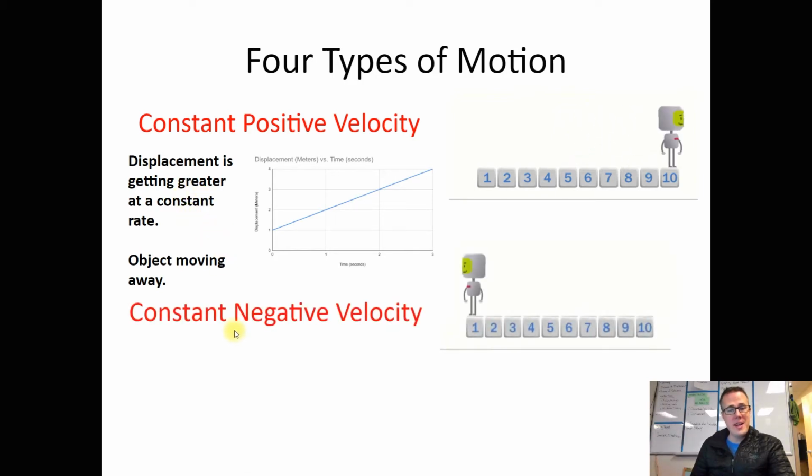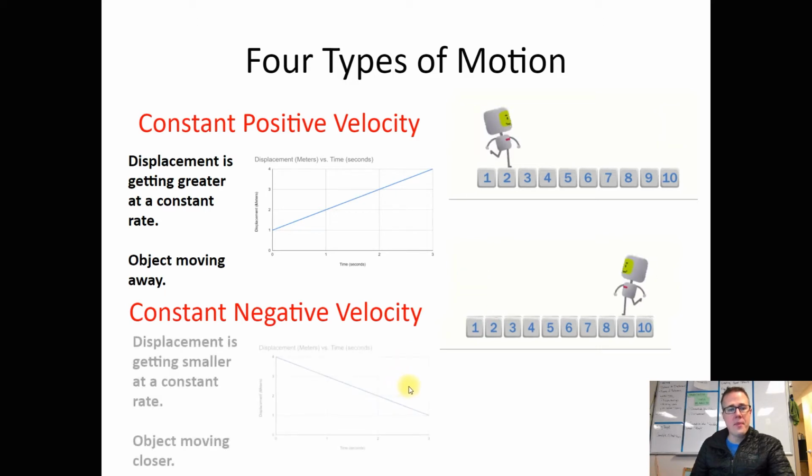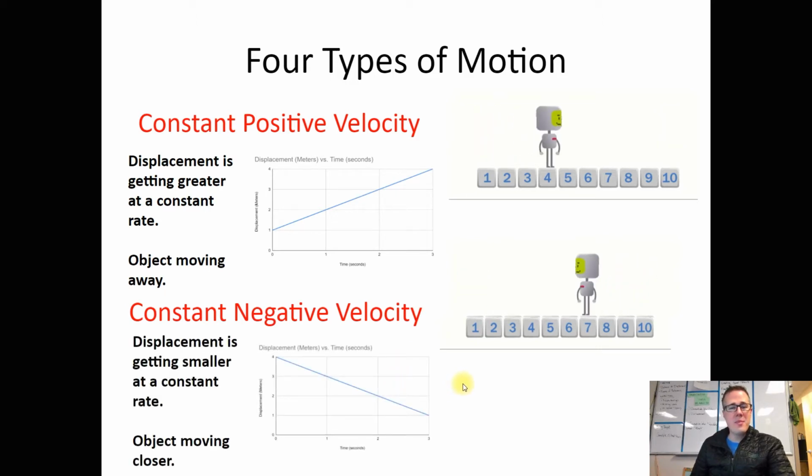The next one is constant negative velocity. Suppose you have the same robot, but this time it's coming towards you. Well, because the displacement is shrinking, it's getting less and less every second, this is going to have a negative velocity. This is when we're going to see the exact same type of graph, except just sloping down. Again, how steep this graph is tells you how quickly the object is moving towards you, or in a negative direction.